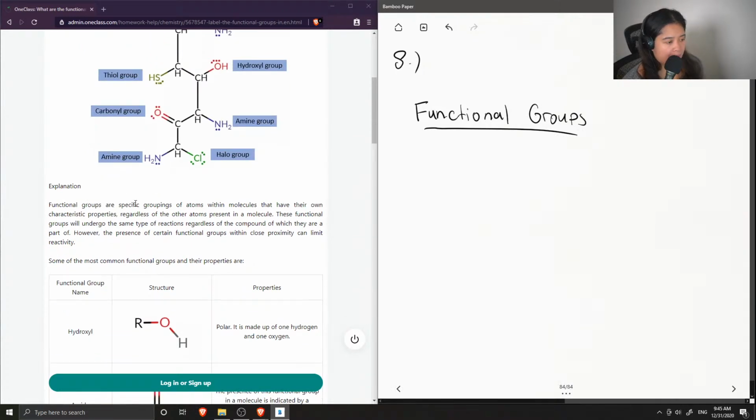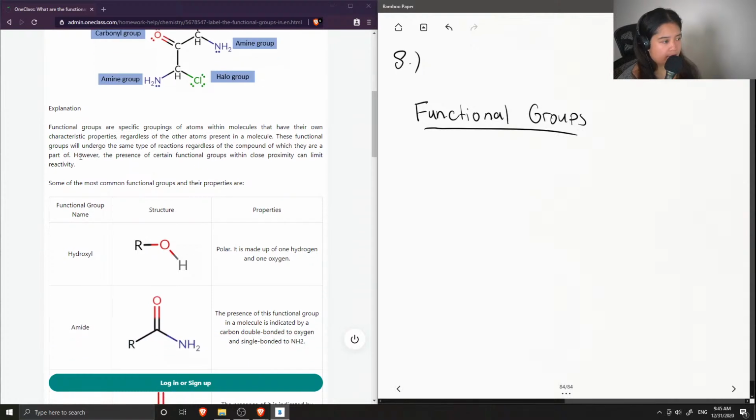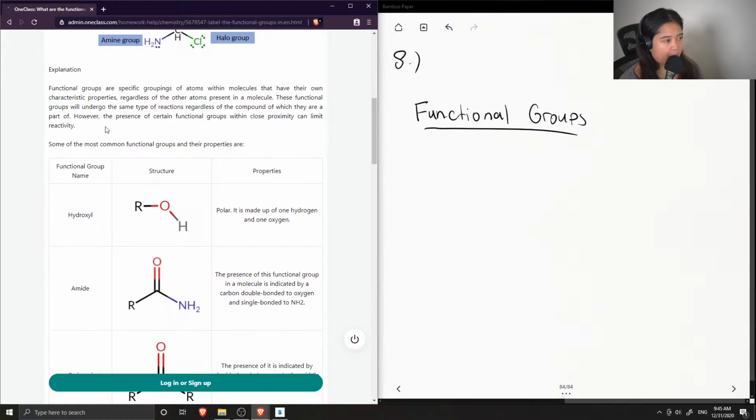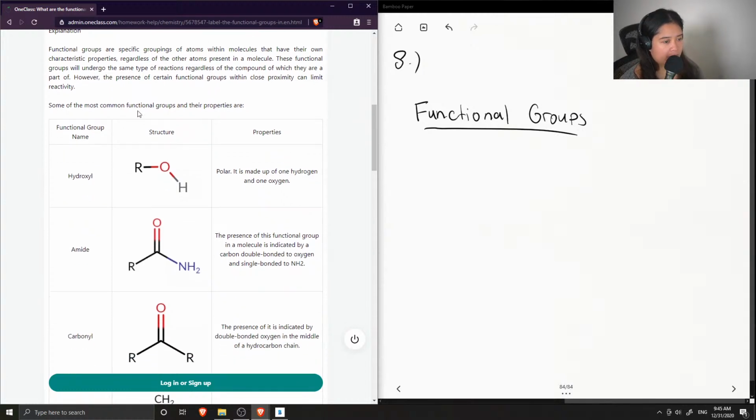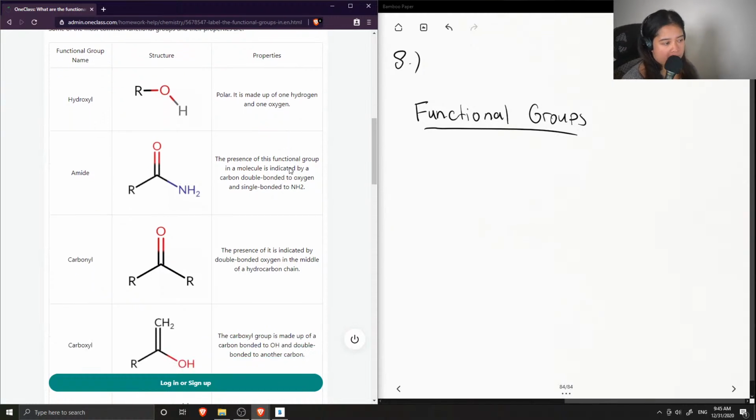So functional groups are specific groupings of atoms within molecules that have their own characteristic properties, regardless of the other atoms present in a molecule. These functional groups will undergo the same type of reactions regardless of the compound of which they are part of. However, the presence of certain functional groups within close proximity can limit reactivity. Some of the most common functional groups and their properties are, so they show hydroxyl, that is polar, and it is made up of one hydrogen and one oxygen.